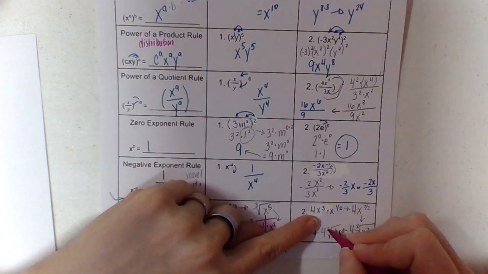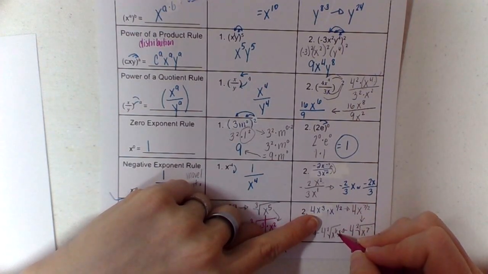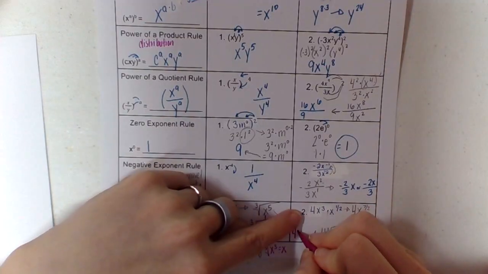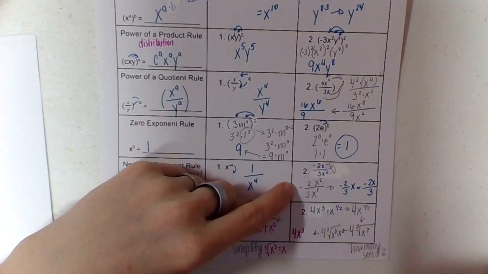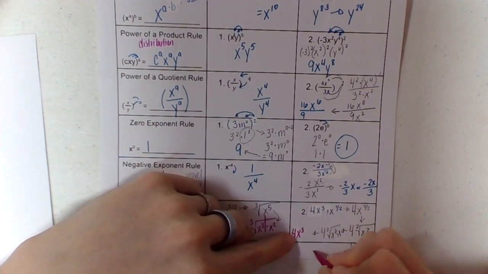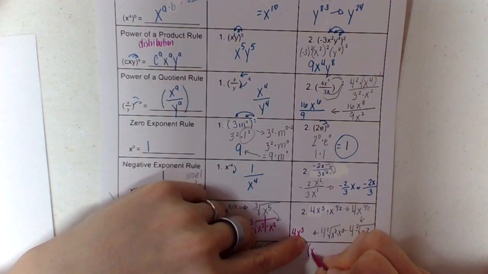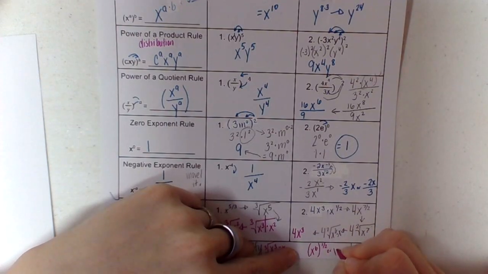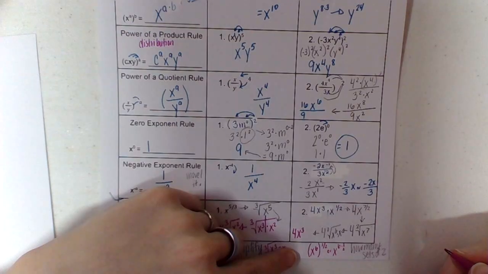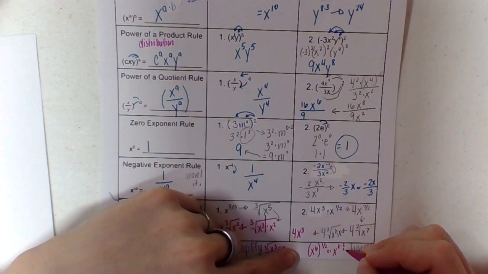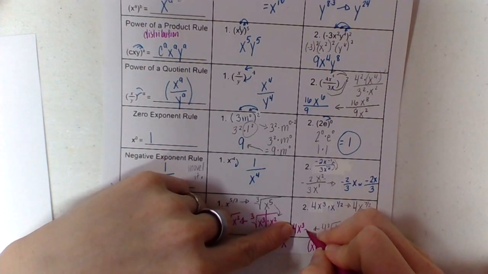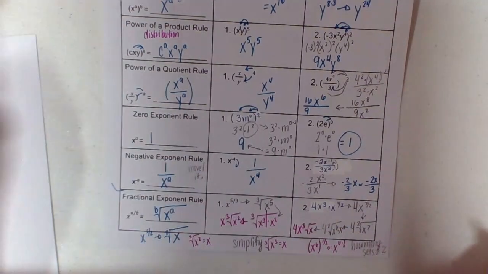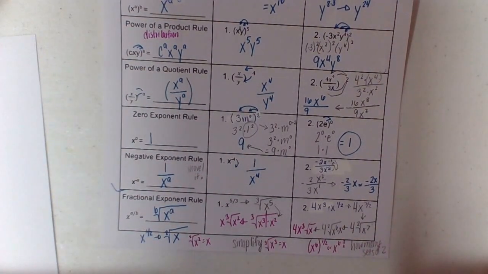I can take half, which is the square root, half of x to the 6th is x to the 3rd, because what I'm doing is x to the 6th times 1/2, or using our power rule, x to the 6th times 1/2 gives me x to the 3rd. It's going to give me my fractional exponent.